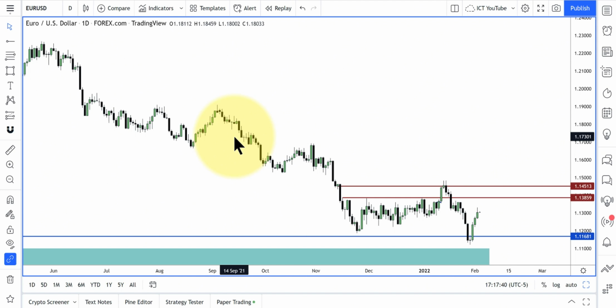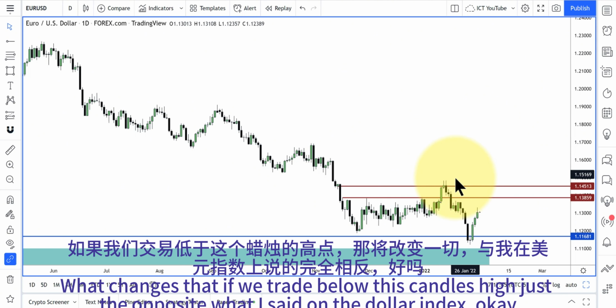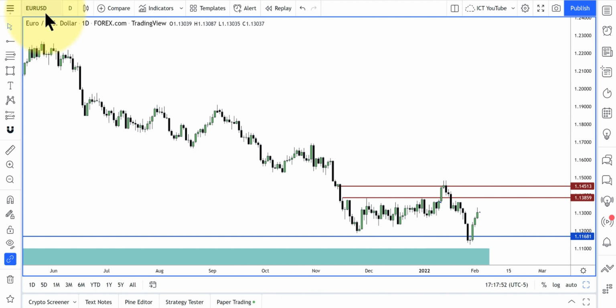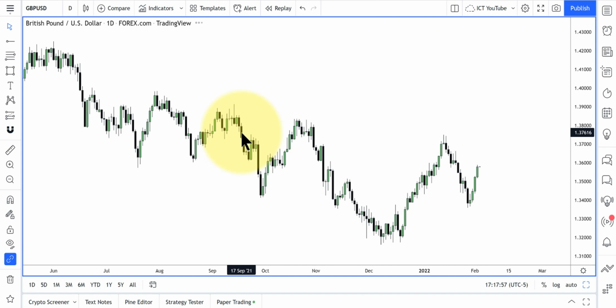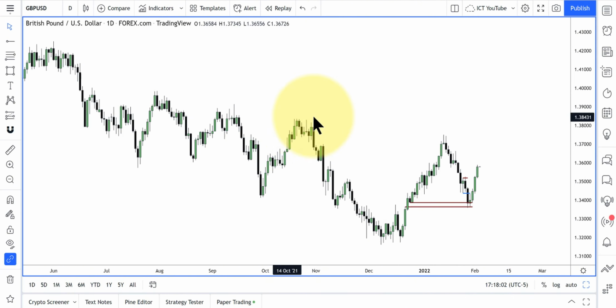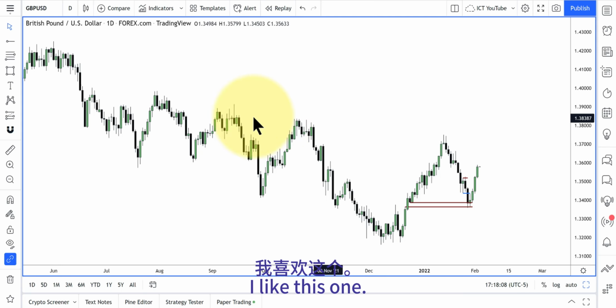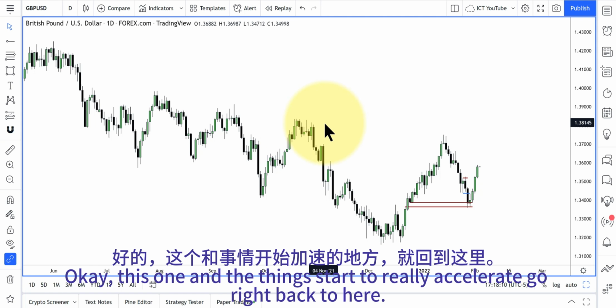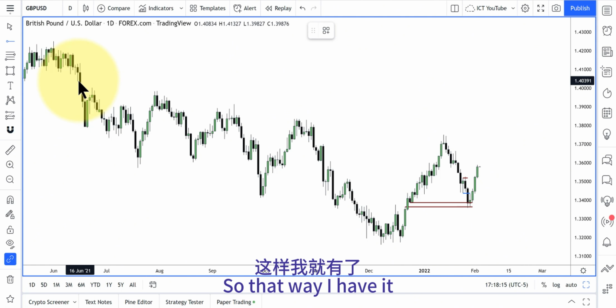I think we might come back into this area here and run this high out. What changes that? If we trade below this candle's high. Just the opposite of what I said on the dollar index, okay? Cable. This thing looks like it wants to go here. Really clean level. Single high. Buy side liquidity pool. I like this one. Okay. This one, and if things start to really accelerate, go right back to here, okay? Let me put that in the chart now so that way I have it.